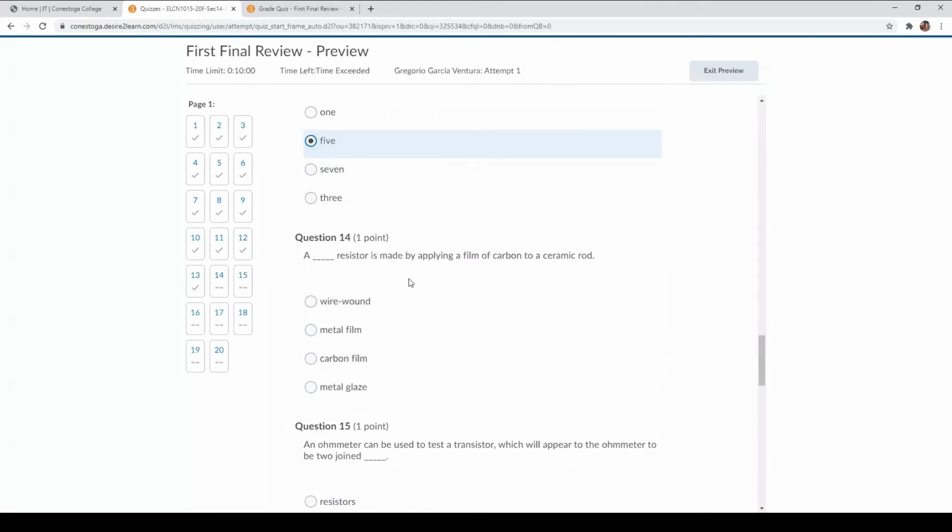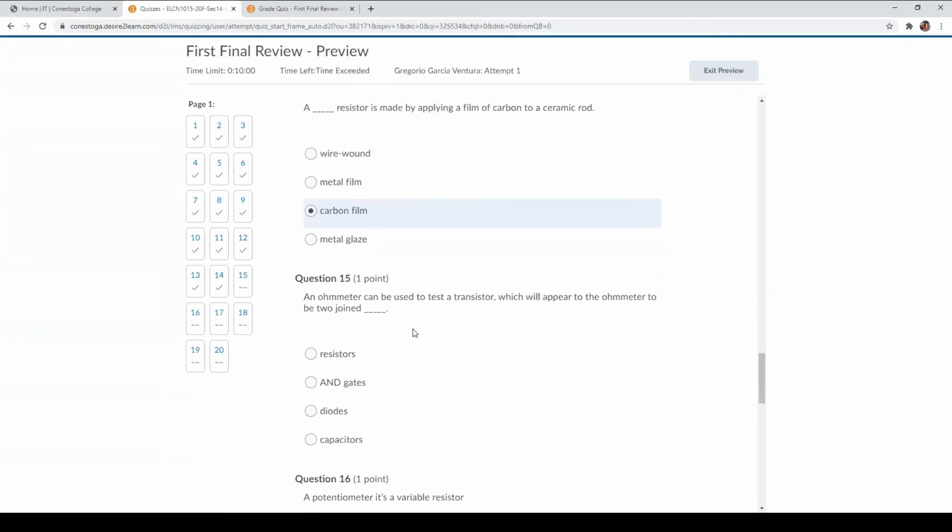In question number 14, a resistor is made by applying a film of carbon. Okay, so again, the question is giving everything away. A film of carbon to a ceramic rod. Of course, that has to be carbon film. It wouldn't be wire wound because it's not talking about wires. It's talking about carbon. And it cannot be metal, because the question is talking about carbon, and it cannot be metal glaze, for the very same reason. Okay, so let's keep going, guys.